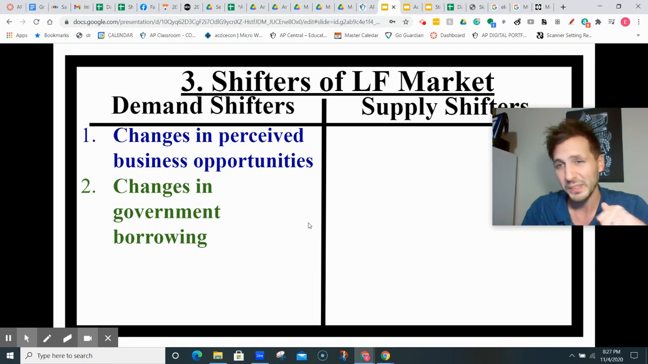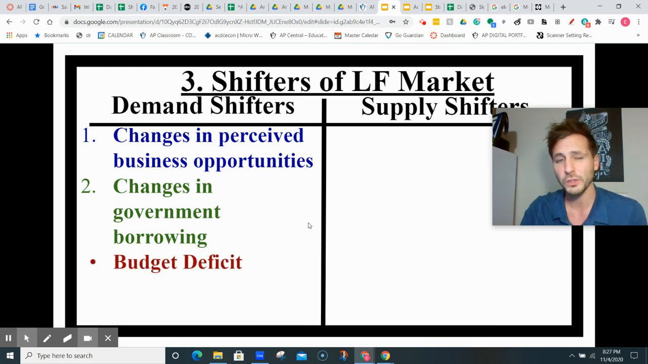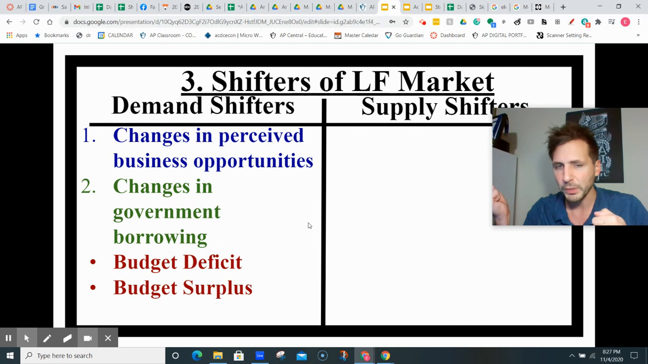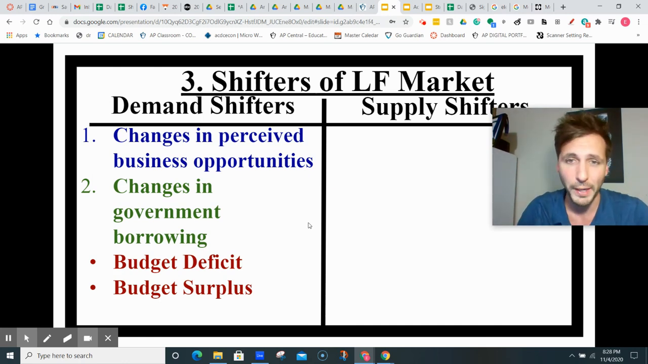Changes in government borrowing. This is huge. Deficit spending: if there's more deficit spending, demand shifts right. If there's less deficit spending, demand shifts left, right? That means budget deficits and budget surpluses indicate our changes in borrowing. So if there's a huge budget surplus, then we're borrowing less, and demand shifts left. If there's a huge budget deficit, it means we're going into debt, we're borrowing more, and demand shifts right.